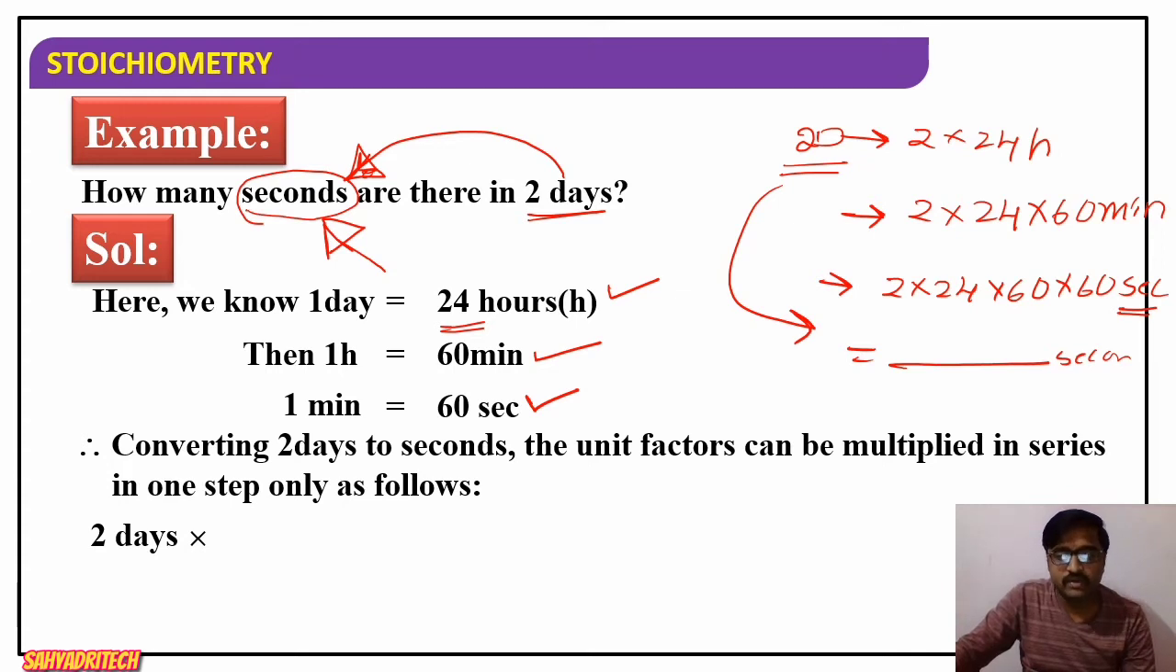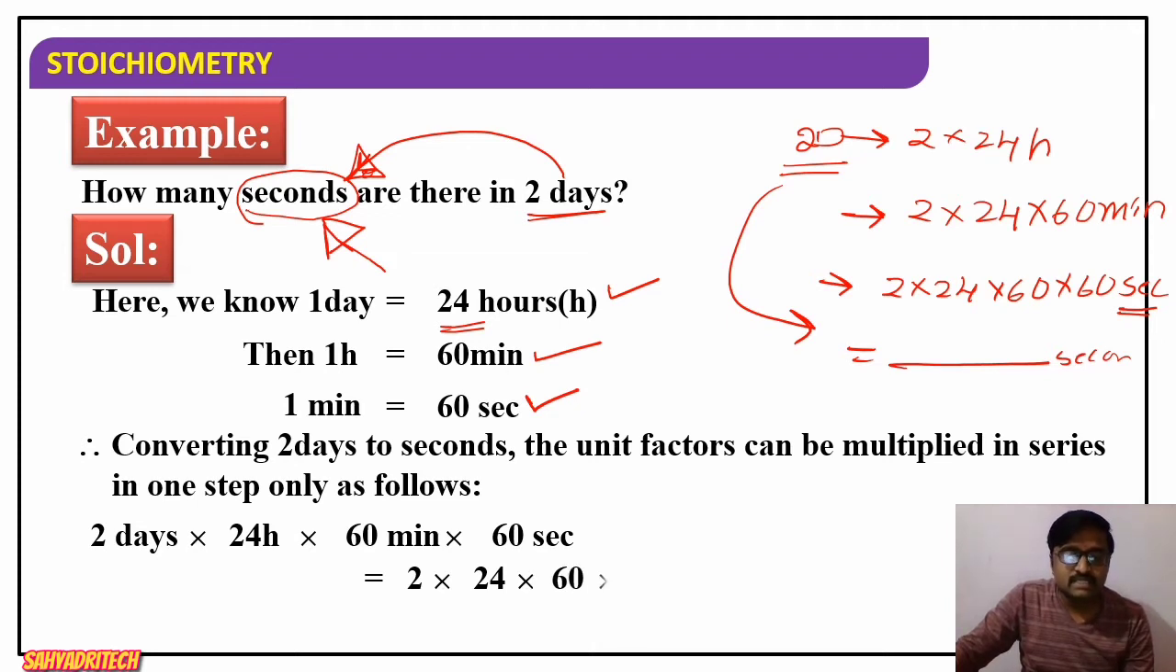Same thing I am doing here. So 2 days into 24 hours. Now we get the answer in terms of hours, but we need it in terms of seconds. Further, what we are doing is multiplying with the 60 minutes and further multiplying with the 60 seconds. So whatever answer we get will be in terms of seconds. So 2 into 24 into 60 into 60.